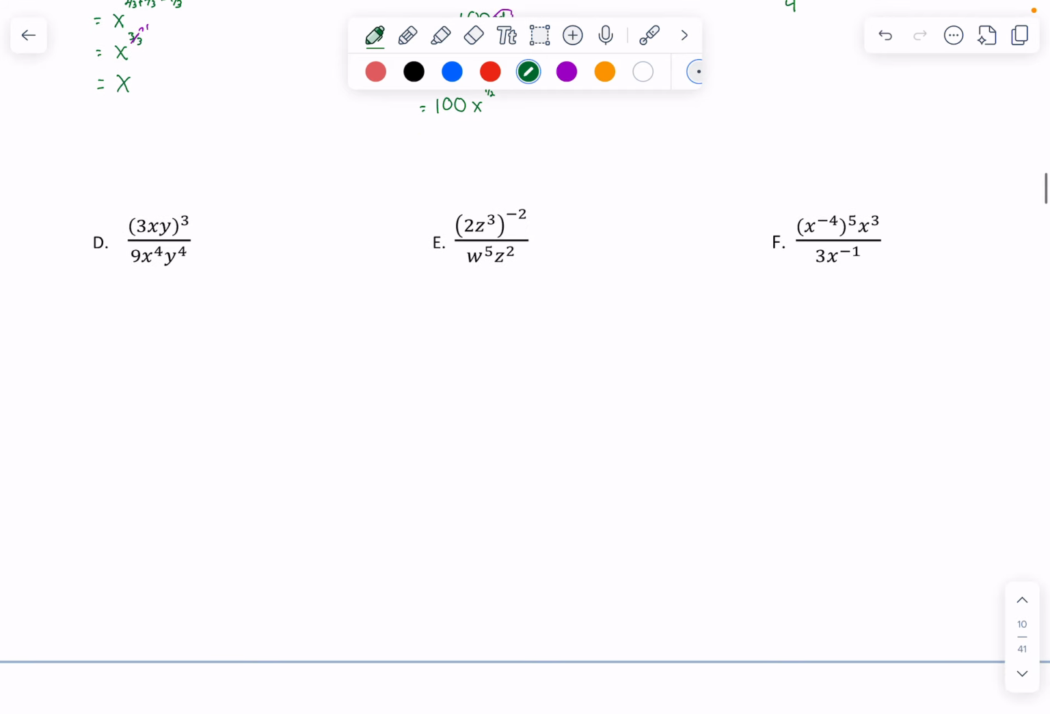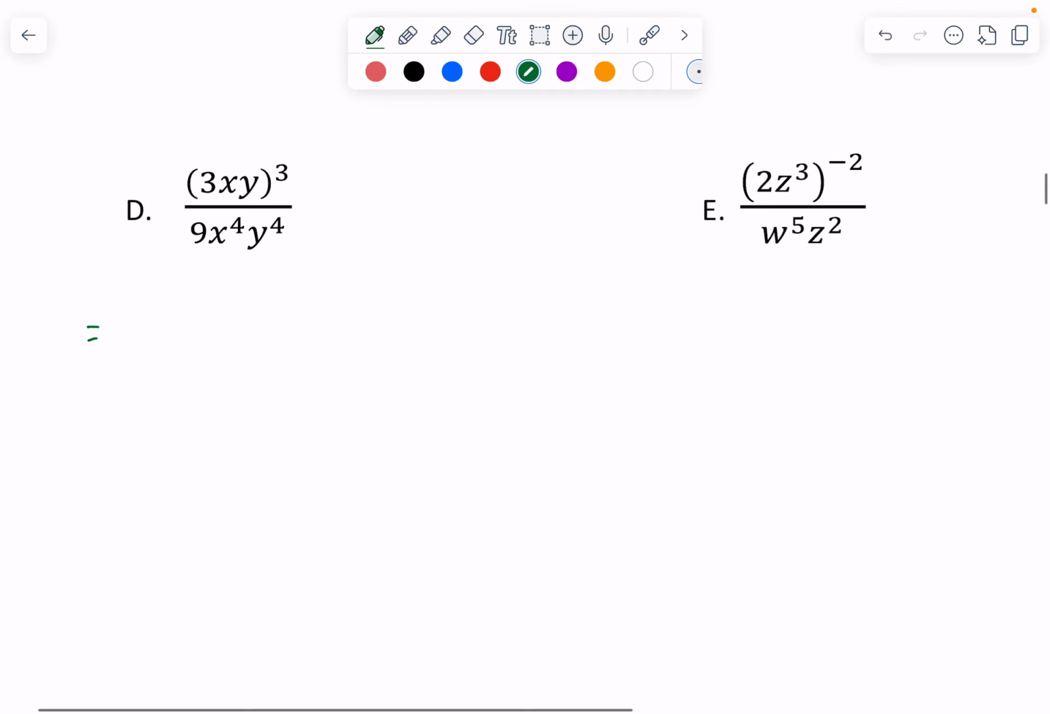Okay, D. 3xy to the power of 3 divided by 9x^4 y^4. All right, so now we just have 3, I don't want to call them terms, but 3 variables, numbers. So this 3 gets applied to everything. That 3, this x, and this y. So that becomes 3 to the power of 3, x to the power of 3, and y to the power of 3.